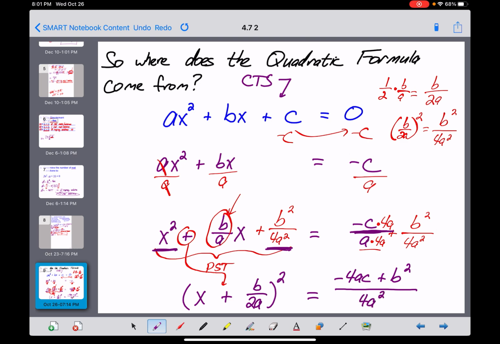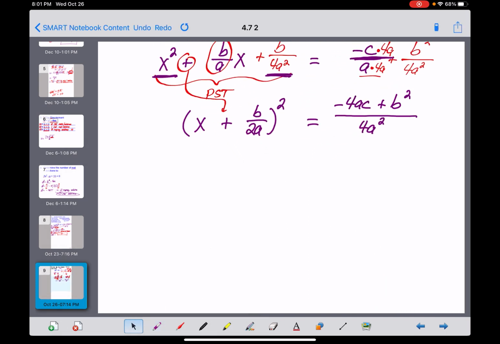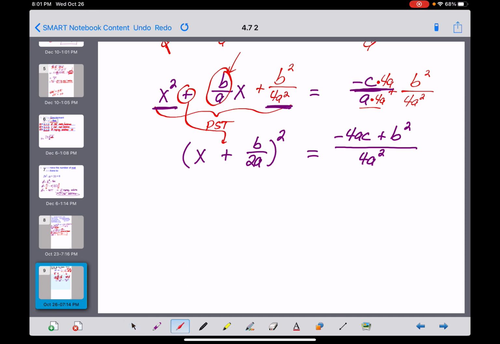And I'm wondering at this point if you guys aren't starting to recognize some of the weird terms here that we're coming up with as part of the eventual answer for the quadratic formula. Okay, so where are we now, guys? It is time to solve this new equation for x by taking the square root of the left and the square root of the right. Now on the left, that's easy. The square and the square root cancel, and we get x plus b over 2a equals.